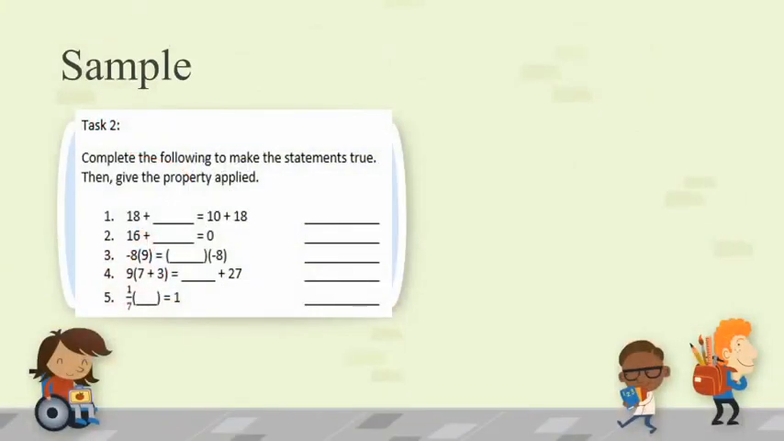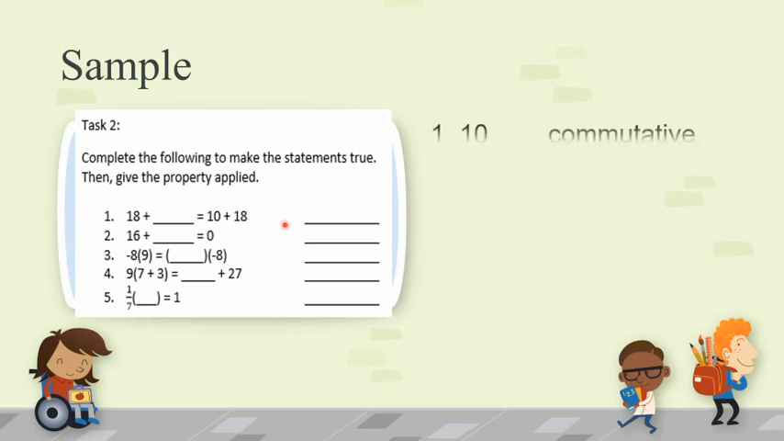To understand better the properties that we have discussed, let us answer task number 2. Complete the following to make the statements true, then give the property applied. So let us have number 1. 18 plus blank is equal to 10 plus 18. So what should be the number in this blank so that it will show the property?